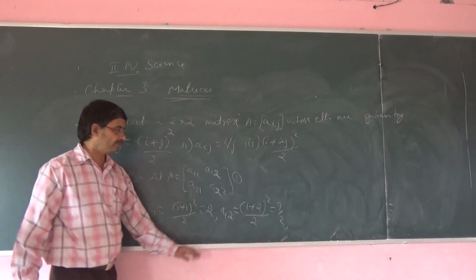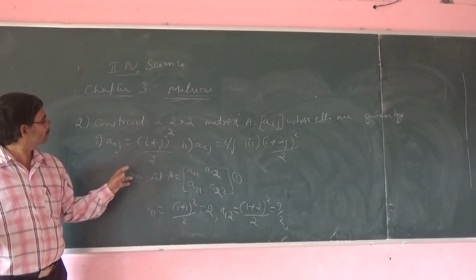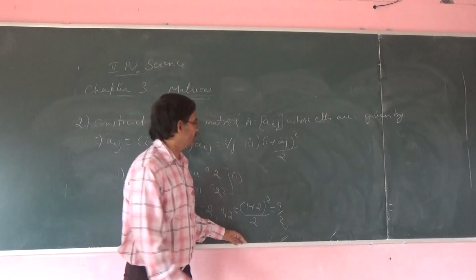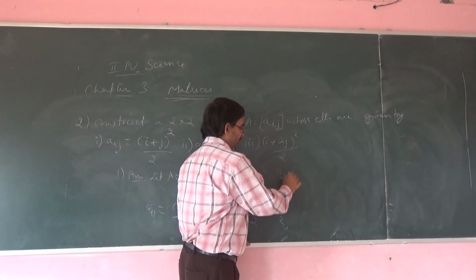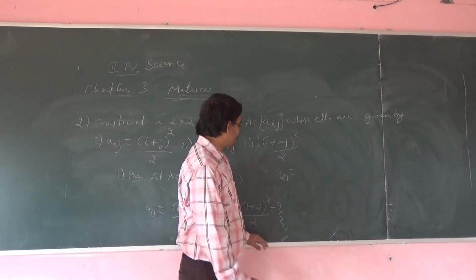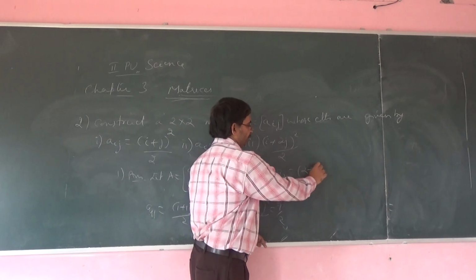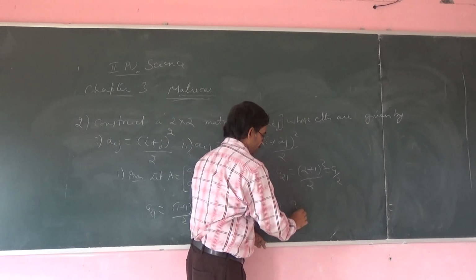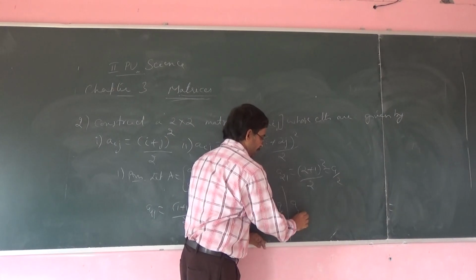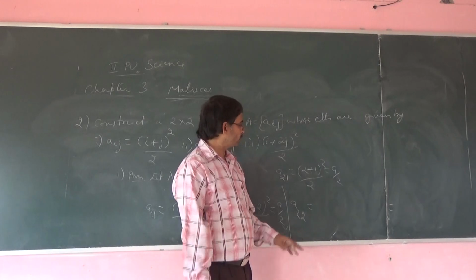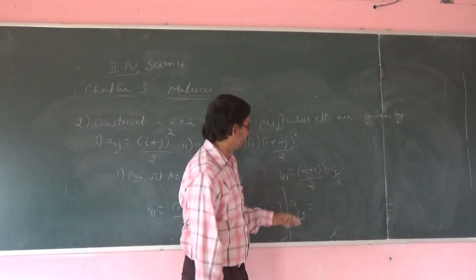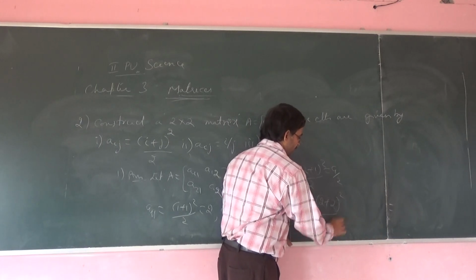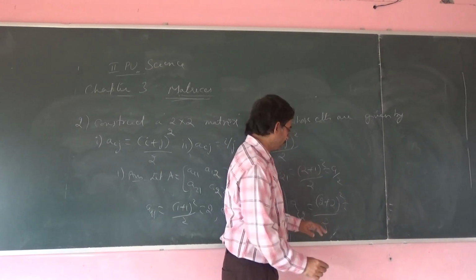Like this, we can write the other elements also. What is the next one? A21 equal to (2 plus 1) whole square by 2, so again 9 by 2. Last one, A22. Both I and j are 2. So (2 plus 2) whole square by 2, 4 whole square, 16 by 2, 8.